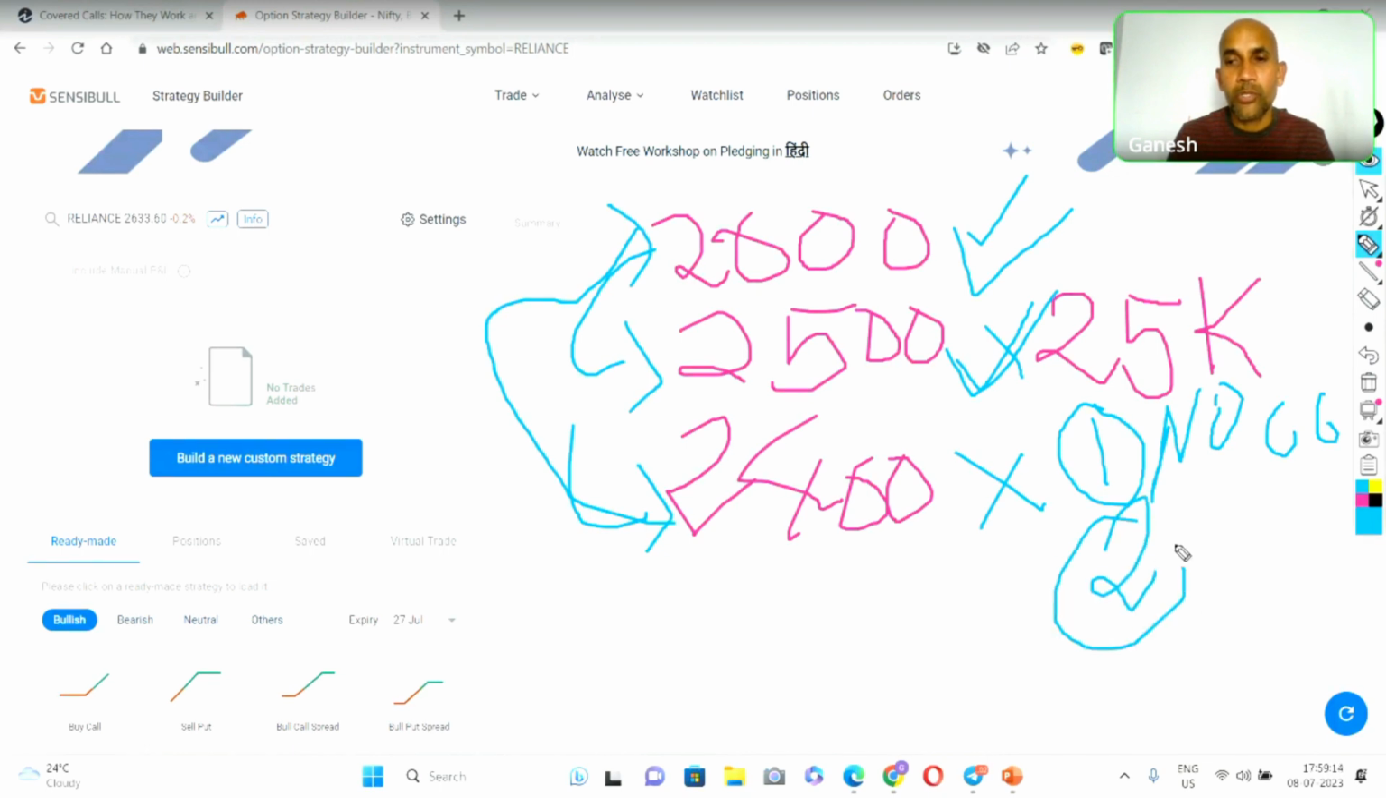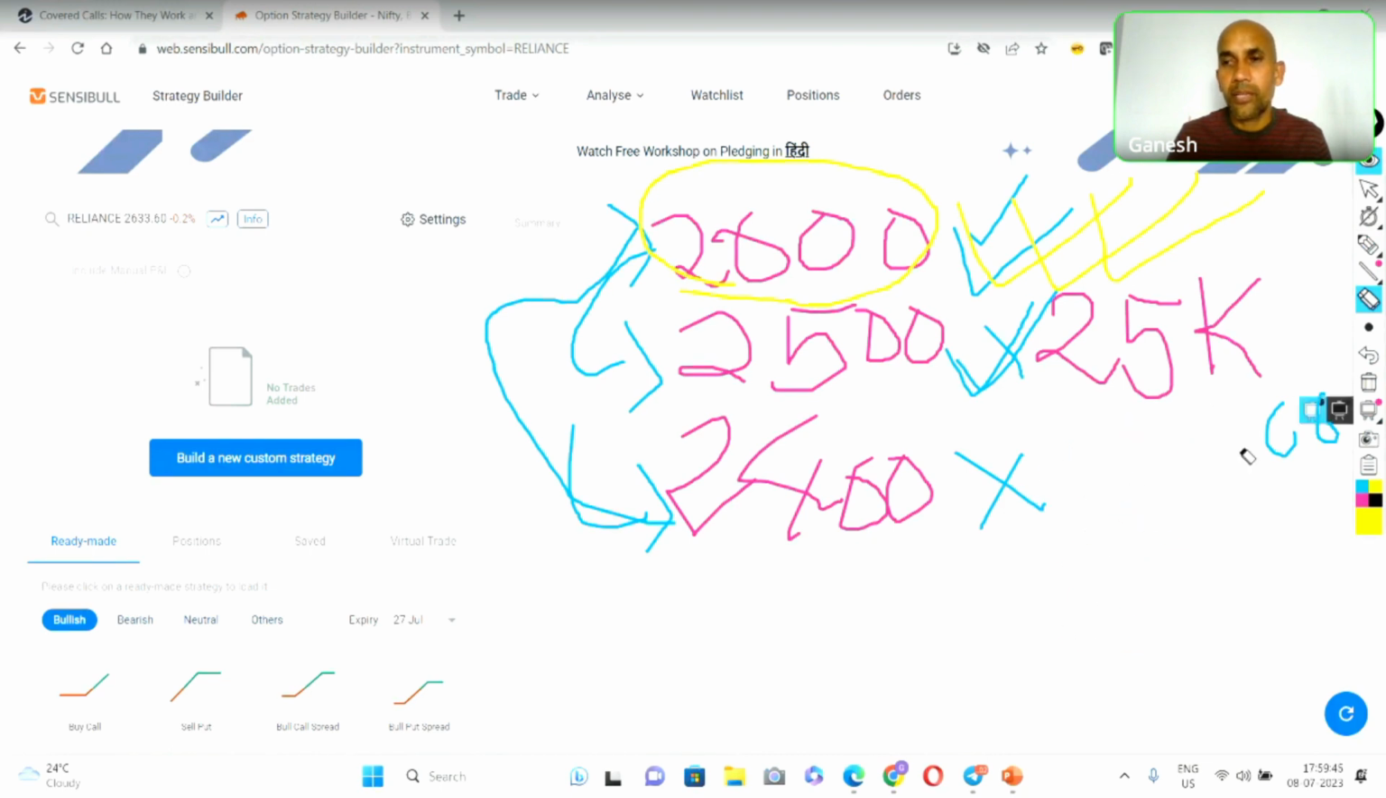Point number 2, still continue to sell the 2,600. You will get some sort of premium, continue to do this one. Don't worry, but yes, times are like that. We know Reliance Industries has been at 2,600 for several months, and very recently it has moved between 2,500 and 2,600. So in that case, you can still sell 2,600. This is one option.